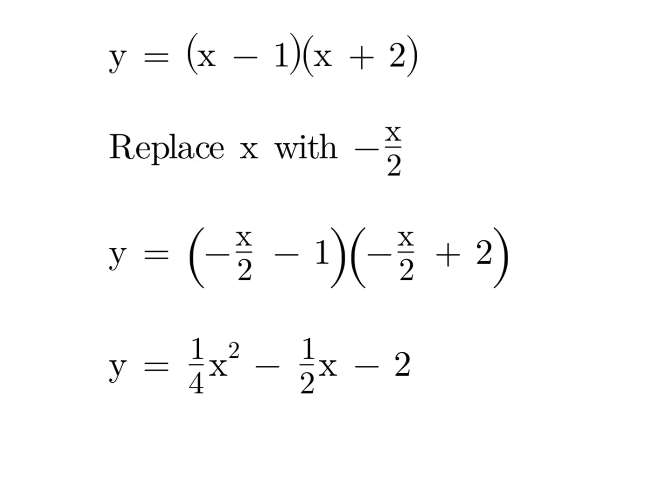Now we're also going to have it in the form of its quadratic, just so that we can use the two different ones to find our x-intercepts and y-intercepts. So expanding that, we get a quarter x squared minus a half x minus 2.